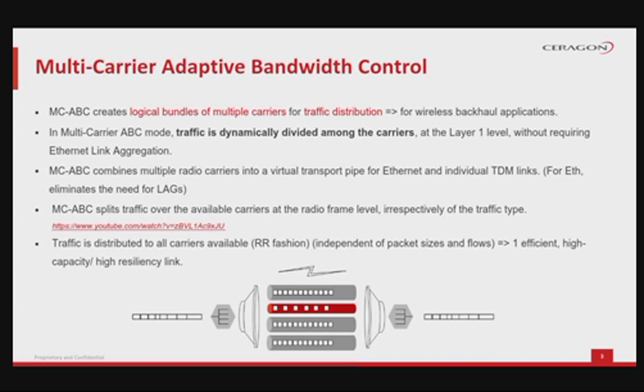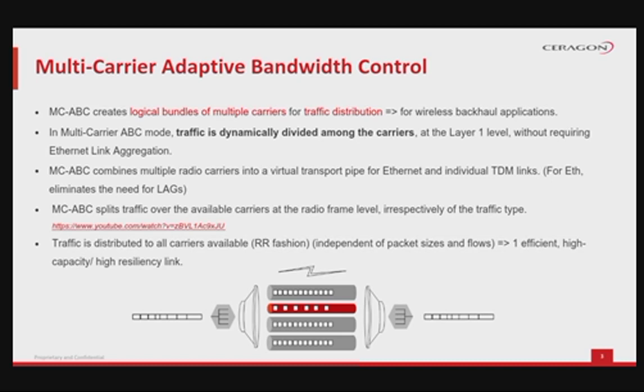Let's discuss first the multi-carrier adaptive bandwidth control concept. Multi-carrier creates logical bundles of multiple carriers for traffic distribution for wireless backhaul applications. In multi-carrier mode, traffic is dynamically divided among the carriers, at the layer 1 level, without requiring Ethernet link aggregation. Multi-carrier combines multiple radio carriers into a virtual transport pipe for Ethernet and individual TDM links. For Ethernet, it eliminates the need for link aggregation groups.